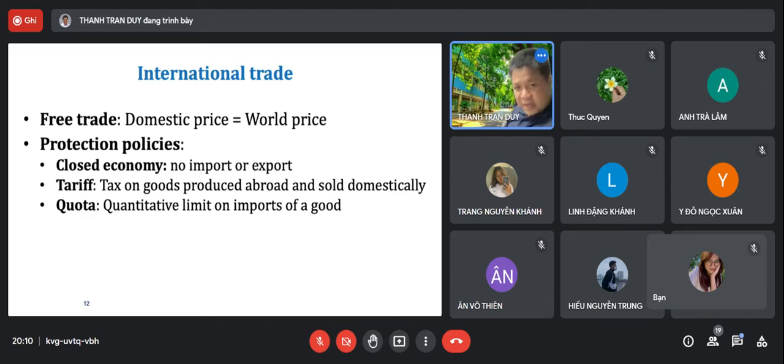In the past, if a Thai product was imported to Vietnam, it had to pay the import tax. But now we are in ASEAN, and in ASEAN we no longer have import tax. So another way is the tariff. A tariff is a tax on goods that are produced abroad and sold domestically. It means that this tax is only imposed on imported items. And the last one is the amount of goods that we can import or export.